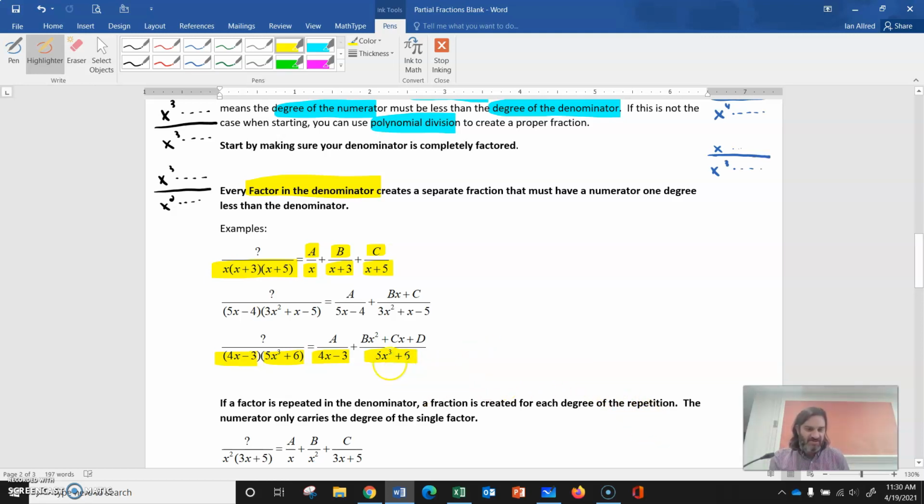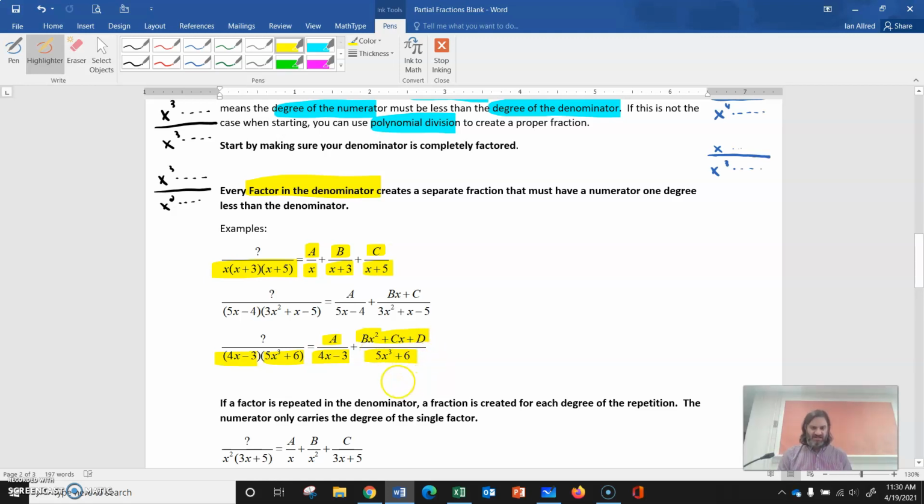Now we need to go back and take care of the numerators. So 4x minus 3, that's to the first, so we only need a constant for the numerator. So we'll just have a. For the second fraction, 5x cubed plus 6, that's degree 3. Our numerator must be of degree 2. So we'll need an x squared, and it needs a coefficient, so it'll be a bx squared. But we don't know if there's anything after it, so we're going to set it up generically to contain any second degree polynomial. So that numerator will be bx squared plus cx plus d.